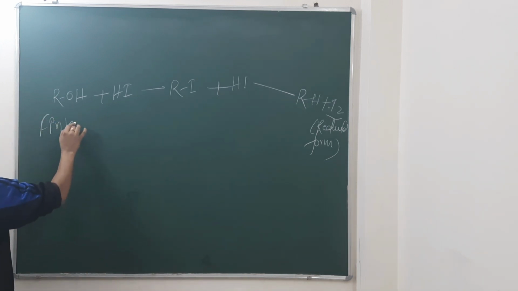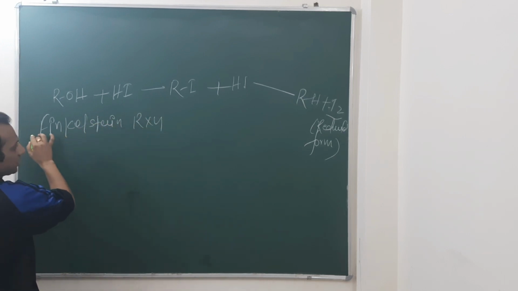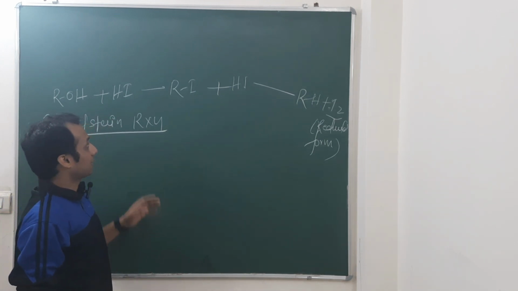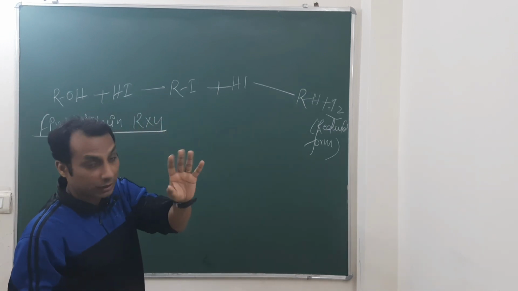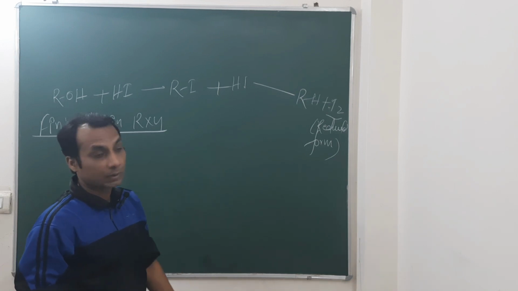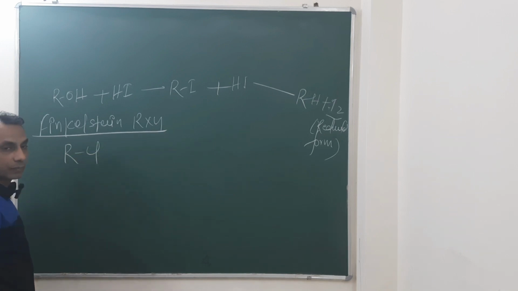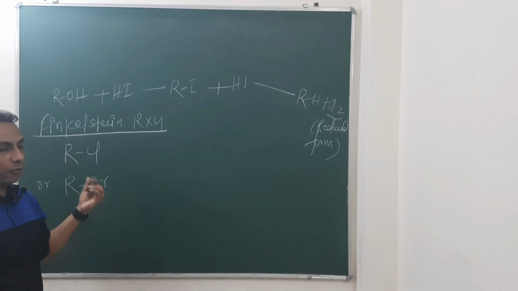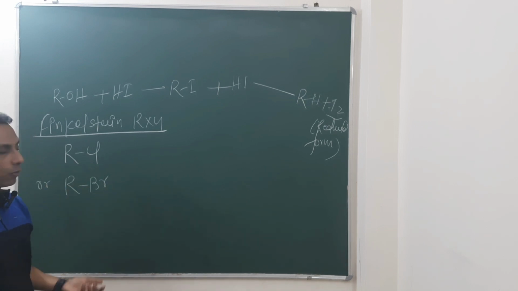Finkelstein reaction, halogen exchange reaction. Why do we need halogen exchange reactions? I hope you understood. Because when we take HI directly, alkane is formed; the reaction will not stop at alkyl iodide. So in the Finkelstein reaction, we take alkyl chloride or alkyl bromide, because from alcohol to alkyl chloride is very easy. You can take PCl5 or SOCl2. Similarly, bromide is easy.